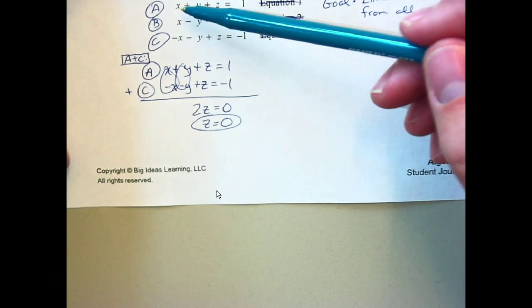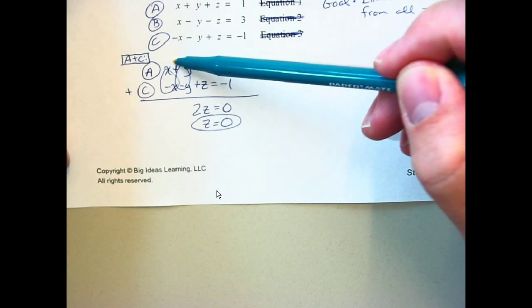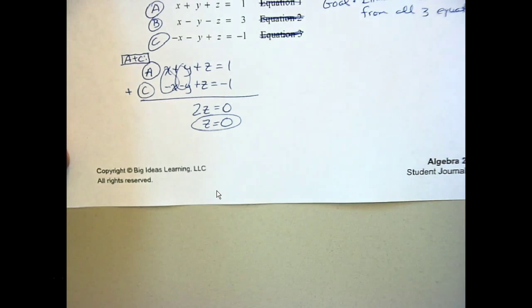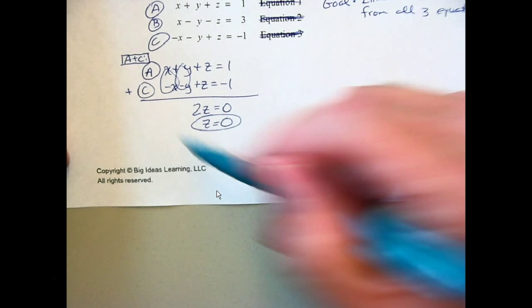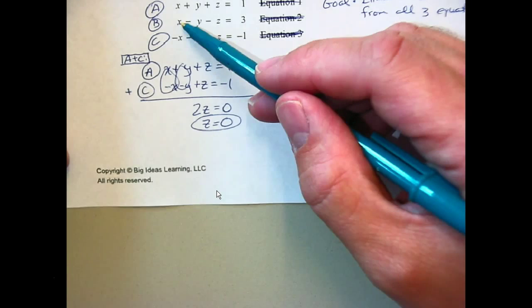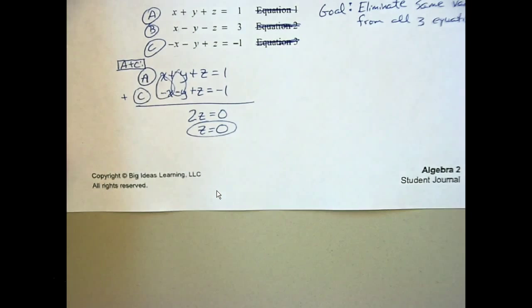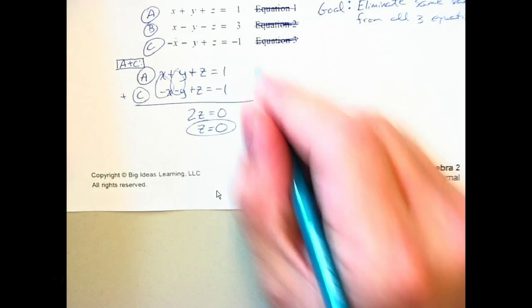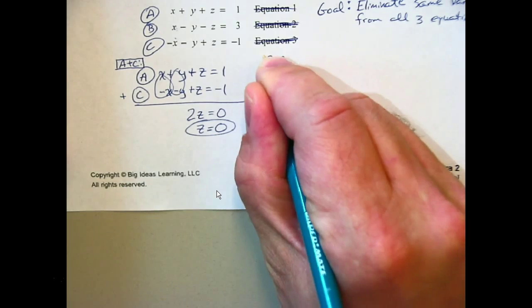I eliminated x from A and C. I now need to eliminate x from one other equation. Which equation haven't I used yet? B. So, if I'm eliminating x from B, which other equation should I use? C. So I could say I am going to add B to C.